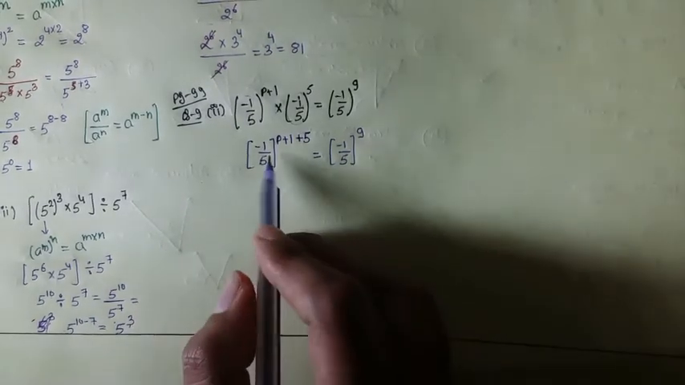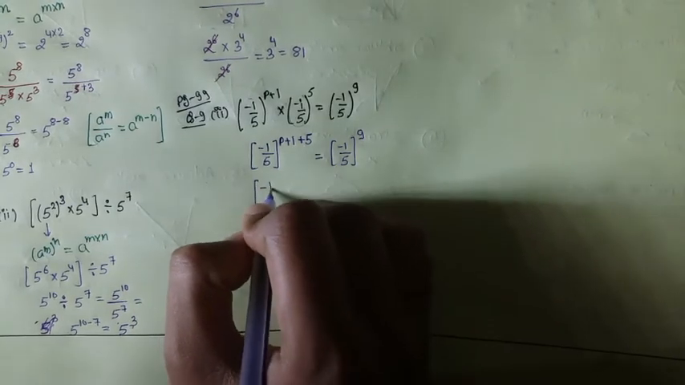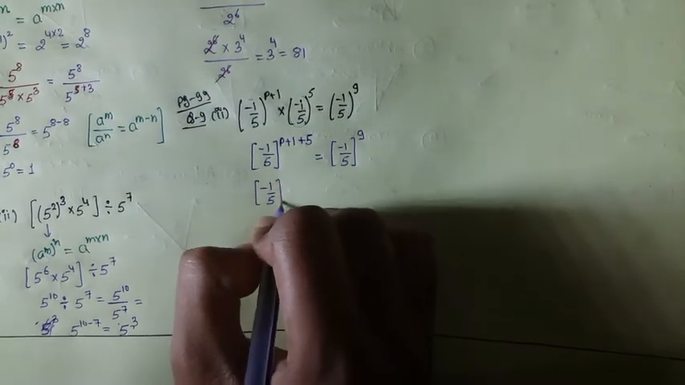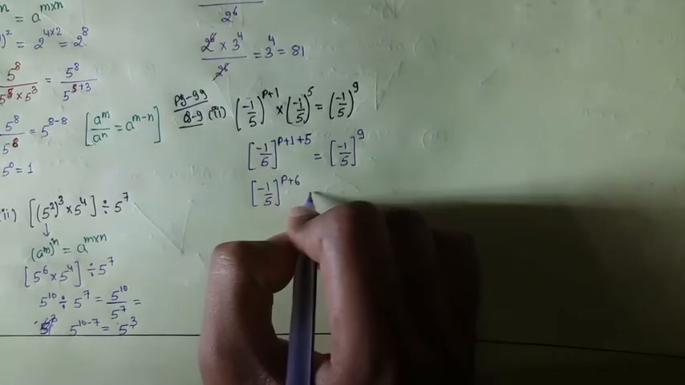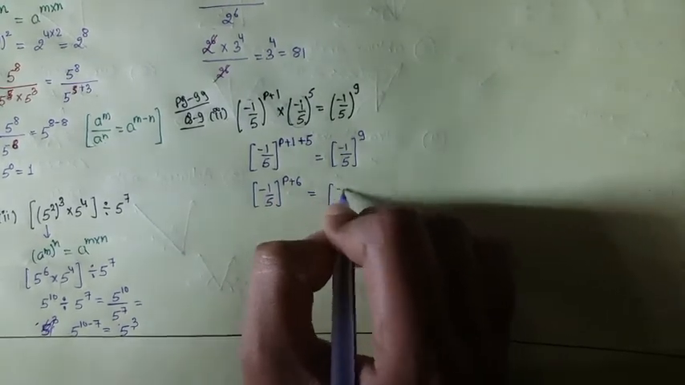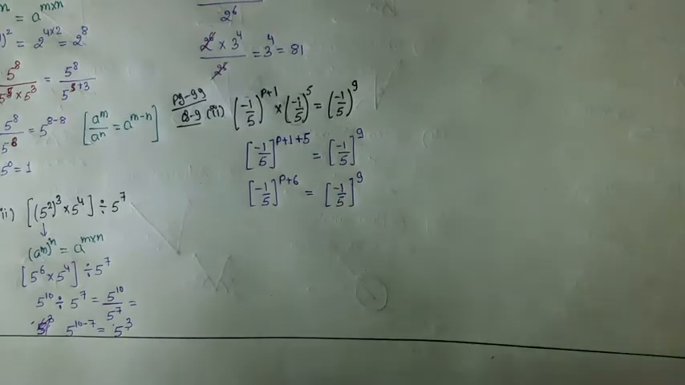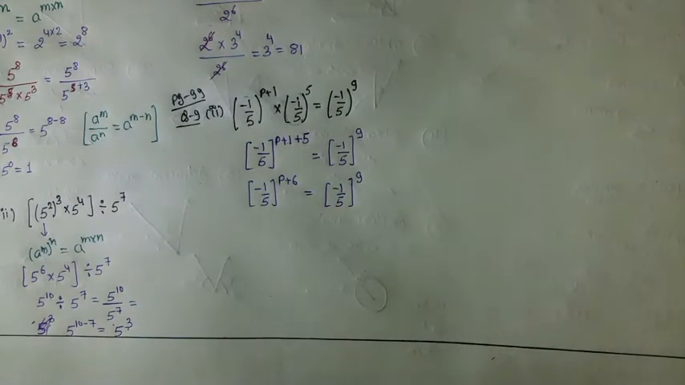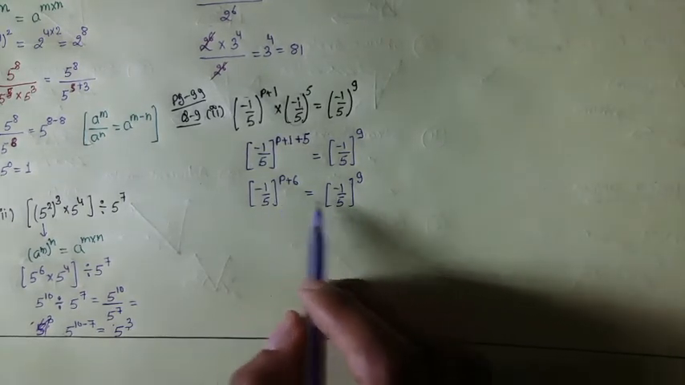Next, just add them up first of all. Minus 1 by 5, 1 plus 5 is 6, so we can write it as p plus 6 is equals to minus 1 by 5 whole to the power 9. If you remember your previous class, there also we have solved such kind of questions. Here LHS and RHS both are given equal.